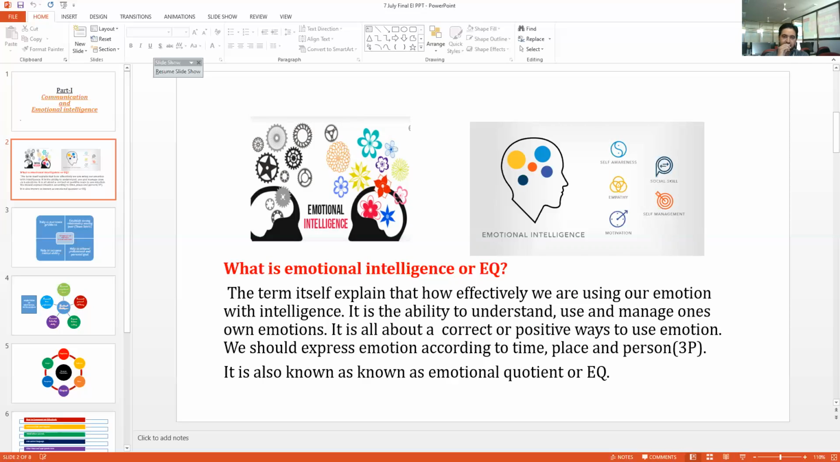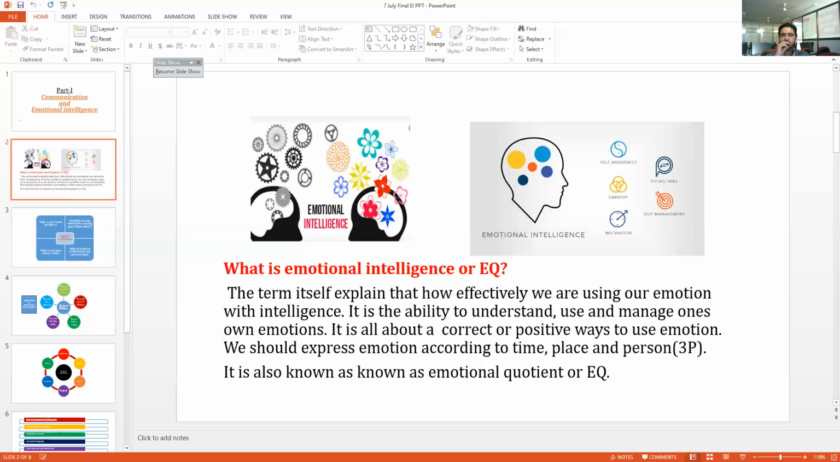This sentence tells how nicely you understand people, in which circumstances, which emotion, which type of understanding you should have. It is the ability to understand, use and manage one's own emotion. One's own emotion means how a person manages himself in any situation. It is all about the correct or positive ways to use emotion. We should express emotion according to time, place and person. This is a very important thing.